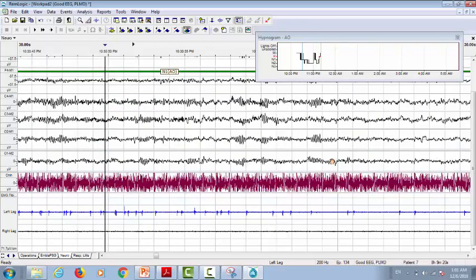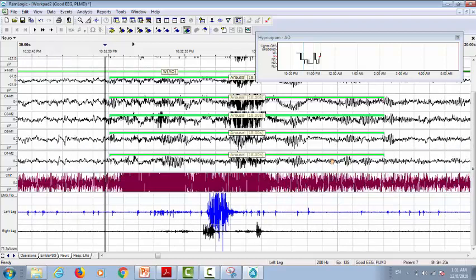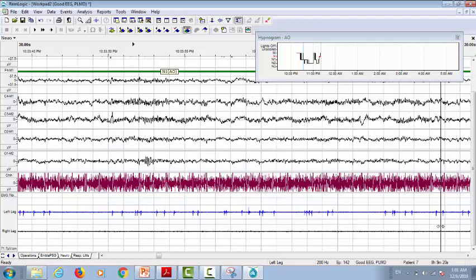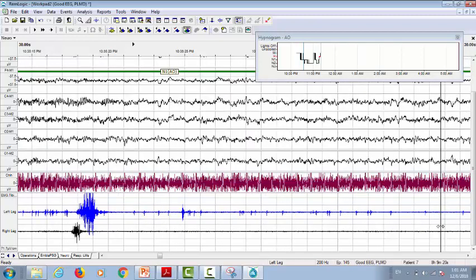Here is N1, and here, this epoch is wakefulness. There is a movement, but we can't score it because the epoch is wakefulness. We'll go for the next. This is N1 sleep. This movement is not associated with any arousal. We move next. Another movement here. We move next.